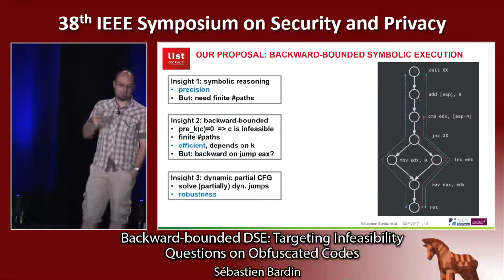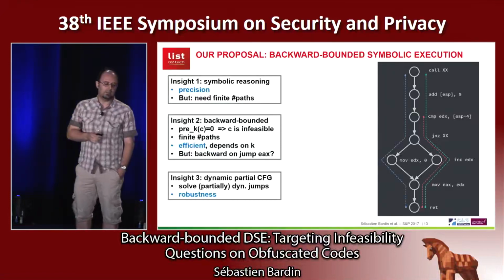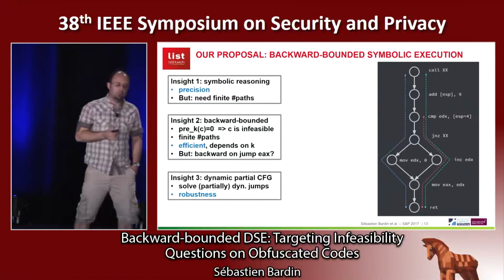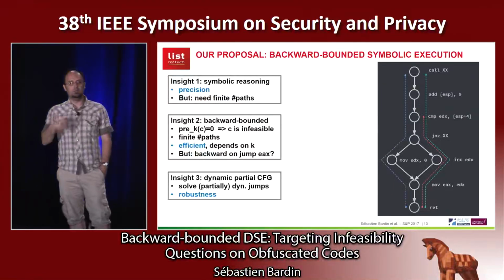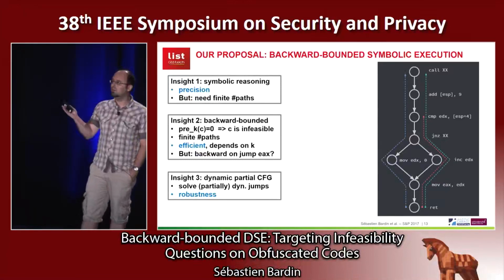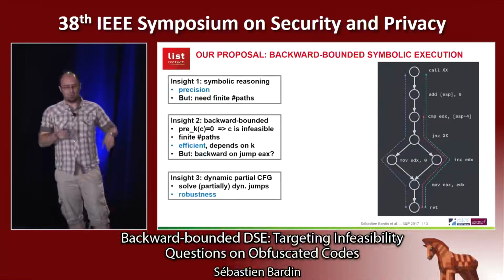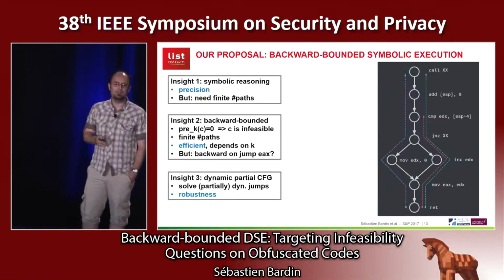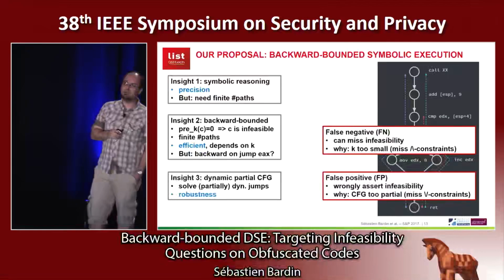We first start with some dynamic partial recovery of a control flow graph, like a dynamic analysis. It will solve partially some part of encryption, self-modification, dynamic jumps, and so on. And then we do the backward-bounded reasoning. And this brings robustness to the method. So we get precision, we get efficiency, we get robustness, so everything is perfect. Obviously, things are not so simple because in formal verification, you cannot get everything for free. So our problem is that we get both false negatives and false positives.